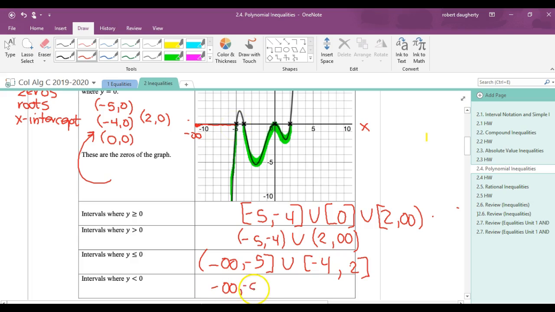But since I asked for less than 0, what kind of enclosure goes on -5? Parentheses, okay? And then what happens from here to here? Am I less than 0? No. Less than 0 from here to here, right? That's what, -4 to 0. And that's where I have a parentheses, because I'm less than 0, but when I get to here, this is equal to 0. But I wanted less than.